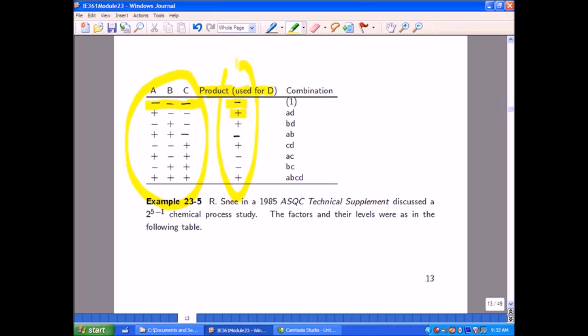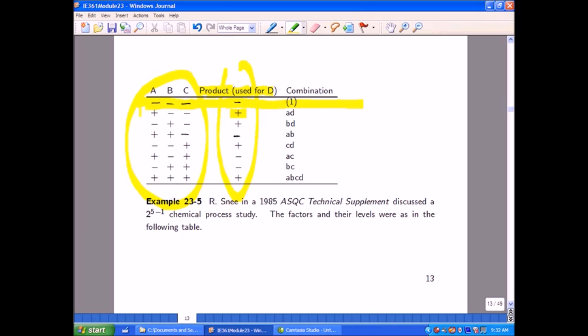factor D. So we're talking about a half fraction of a 2 to the 4th. 4 factors, A, B, C, and D. How do I set levels for D? I use products of signs for A, B, and C. And if I look across this first row, that tells me what? It says one setup of the experiment will be for A low, B low, C low, and then D low. That's a combination that in this special 2 to the P factorial notation we call combination 1.